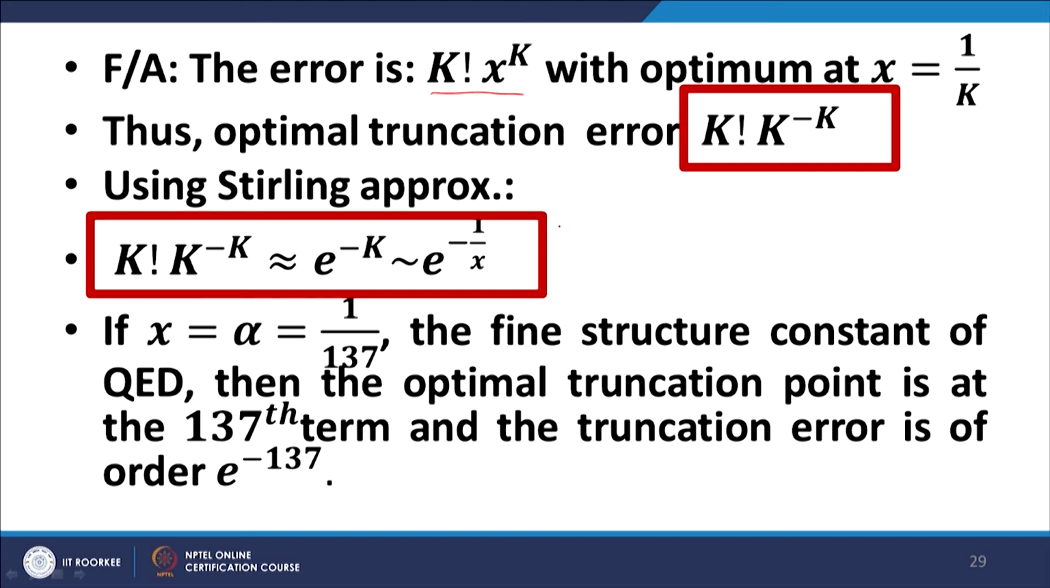Now, suppose for the QED theory, where we use x as alpha, the fine structure constant, equal to 1 upon 137. We find that the truncation error would be of the order of e to the power minus 137, and the optimal truncation point will be the 137th term. These things are so small as to be insignificant, and in any case it would not be practical to work out the corrections up to the 137th term in a QED series.